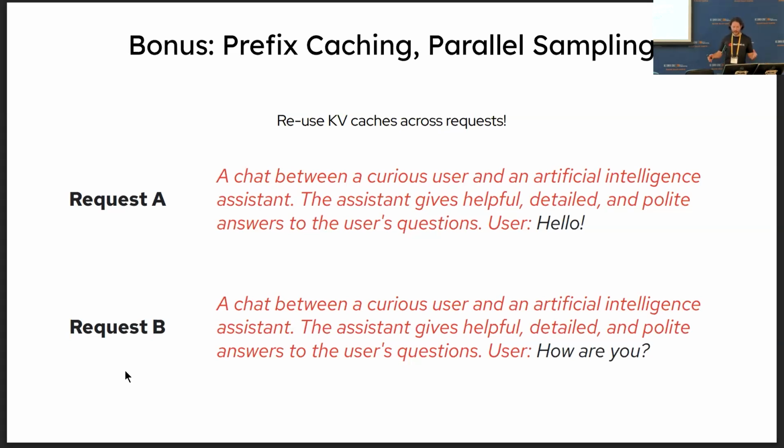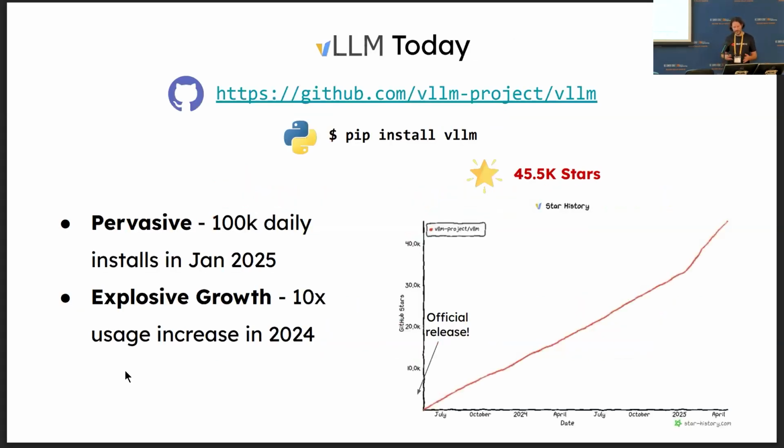So that's something you get for free, along with parallel sampling, which is where you send in maybe a long prompt and you want to generate lots of different completions for it to choose the best response. Instead of having to recompute everything based on the same prompt, that's done once, and then all of those share the same intermediate values. So that was something that came automatically added to vLLM from PagedAttention.